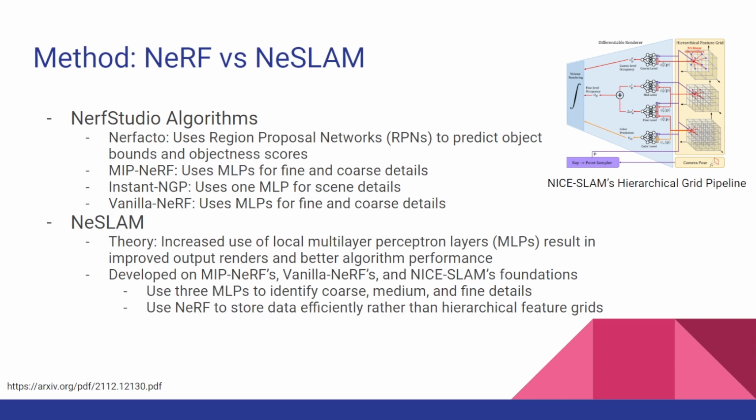When creating our custom NeRF algorithm, NeSLAM, we drew inspiration from a possible trend across multiple NeRF and VSLAM integrated algorithms: that an increased use of local MLPs resulted in improved output renders and better algorithm performance. Thus, we developed our code to use 3 MLPs to identify coarse, medium, and fine scene details, instead of just coarse and fine details as used by MIP-NeRF. We also used NeRF to store data efficiently rather than hierarchical feature grids as used by NeSLAM.